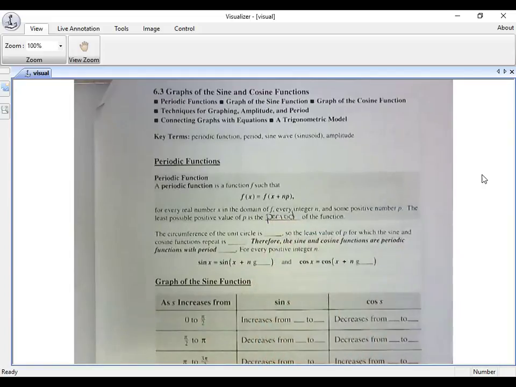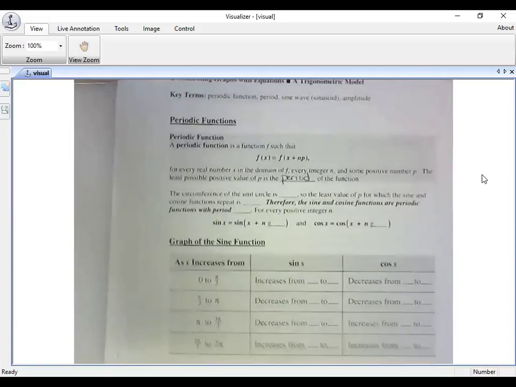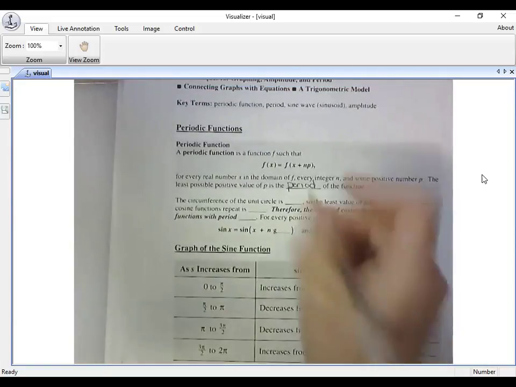If I want more than one period, it means I'm going to have to add n times whatever that value is to give me one period to it, and I could do that, okay? It's really irritating me that I can't zoom in. All right, so the circumference of a unit circle, we said, is 2 pi, right?